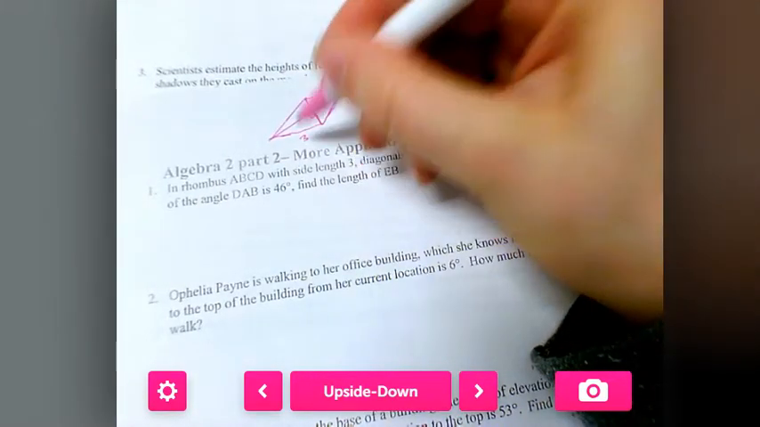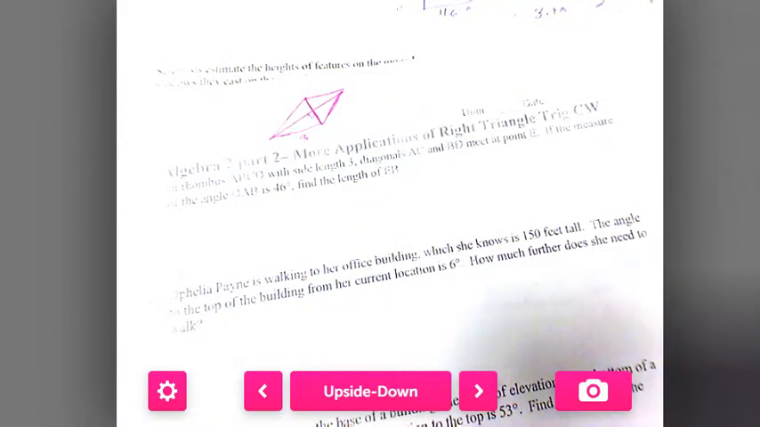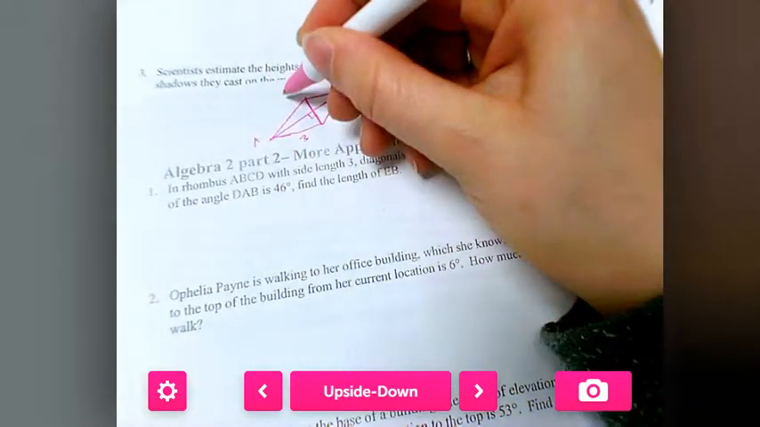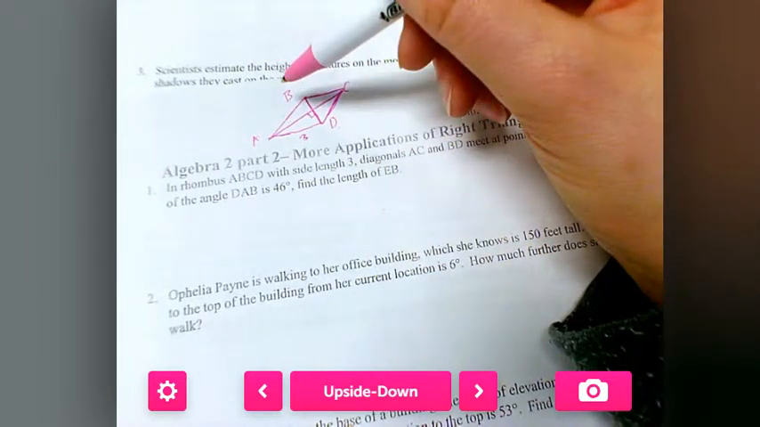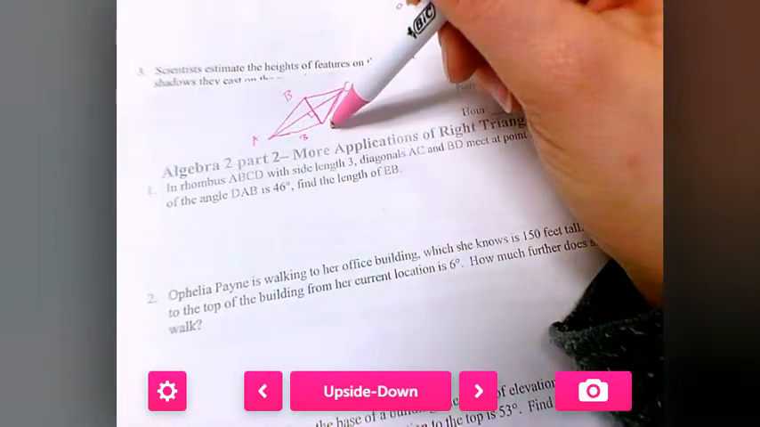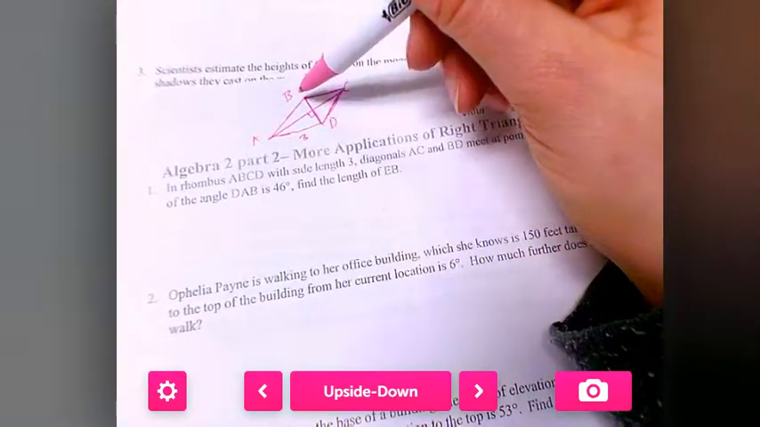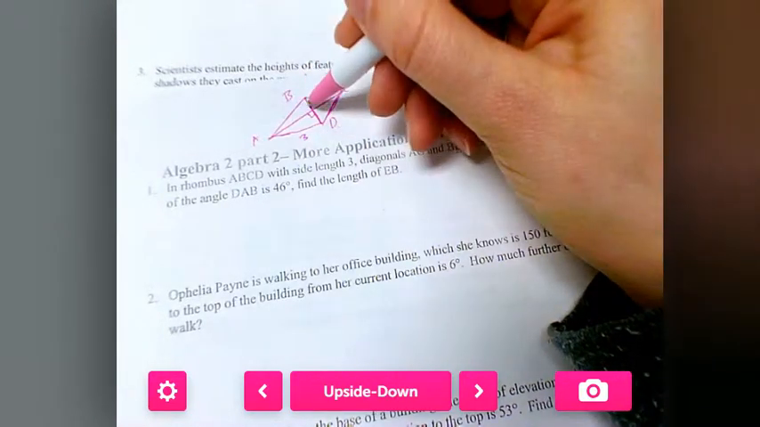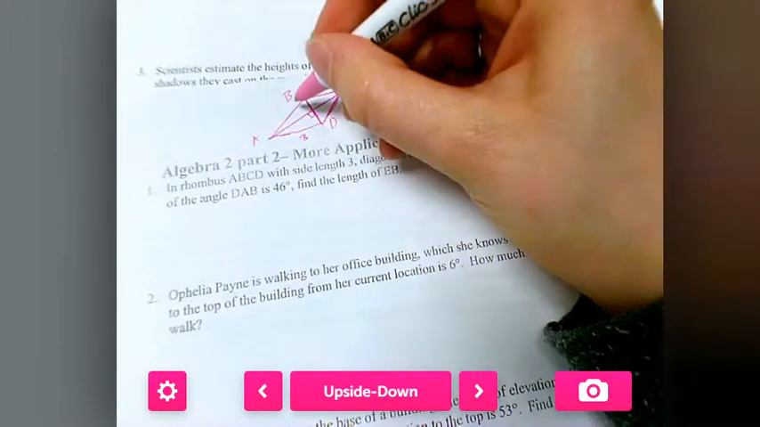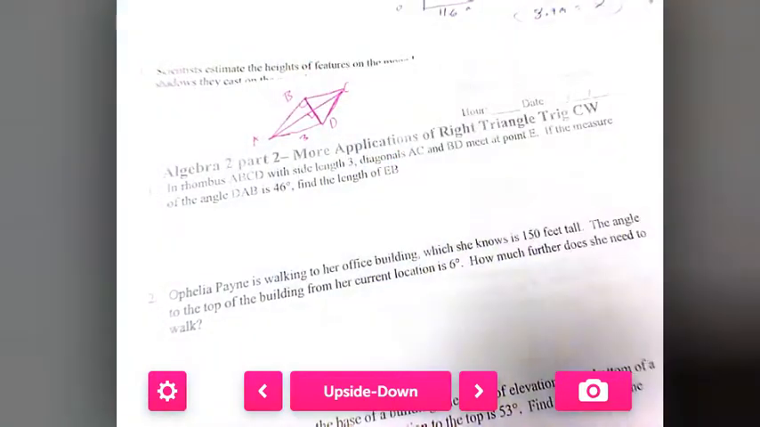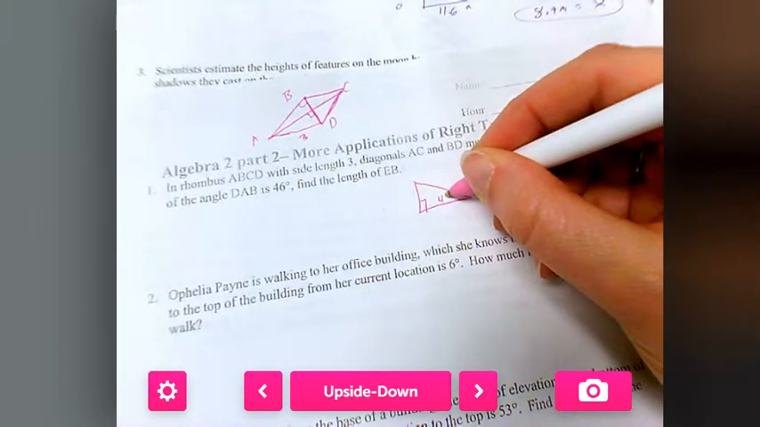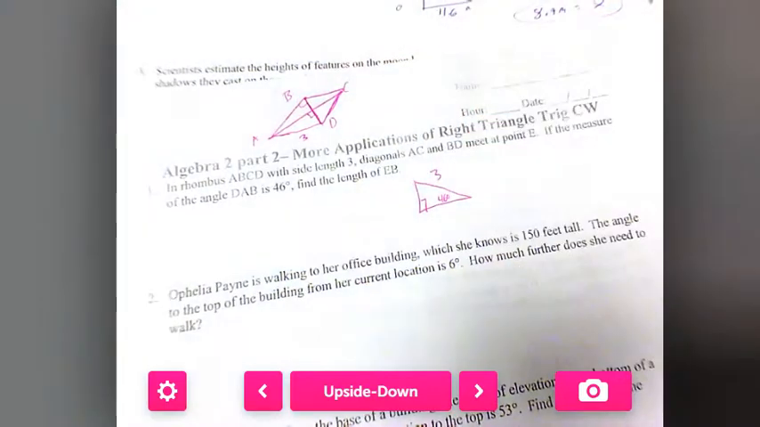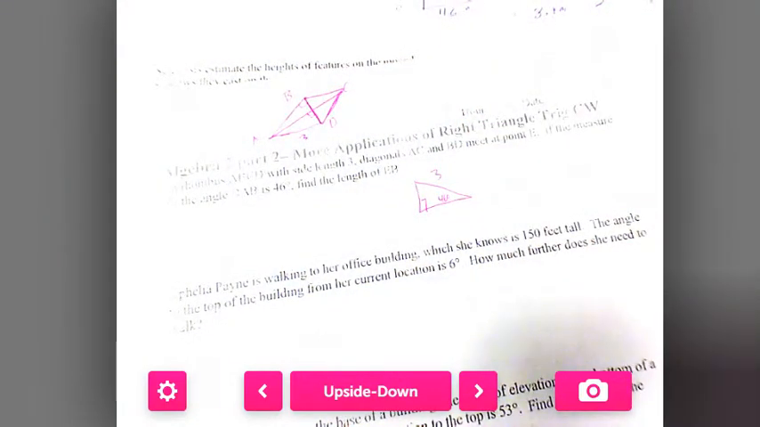So if the lengths are 3, and we have A, B, C, D, if we say D, B, A, and this is 46 degrees right here, then we have a right triangle where this is 46 degrees and this is 3. And we're trying to find the length of E to B, so it's just this middle part right here.